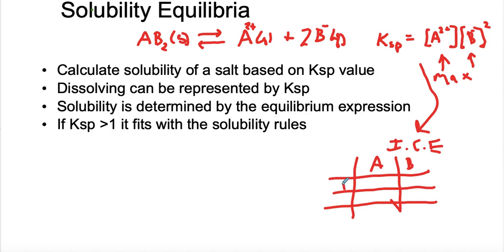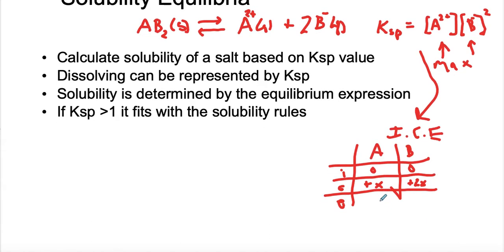Okay, and then our initial concentrations are 0, and in the expression that I have here, we are going to add x to this side, and we're going to add 2x to the B's because of that. That's our change. And then we have our equilibrium, finishing our ice table, which is just x and 2x. And so your final equilibrium expression, KSP, is what happens at equilibrium, is x times 2x, because that's our concentration of B, and that is squared.